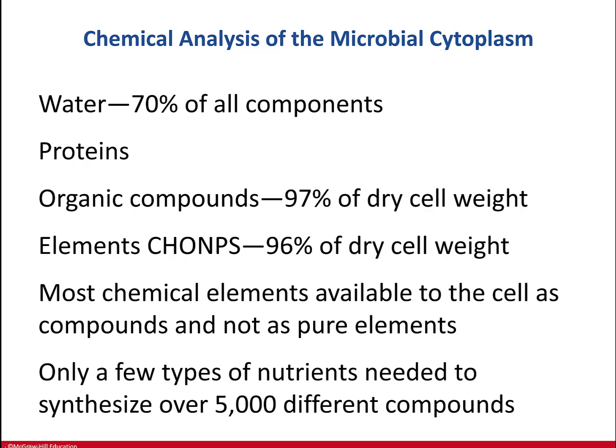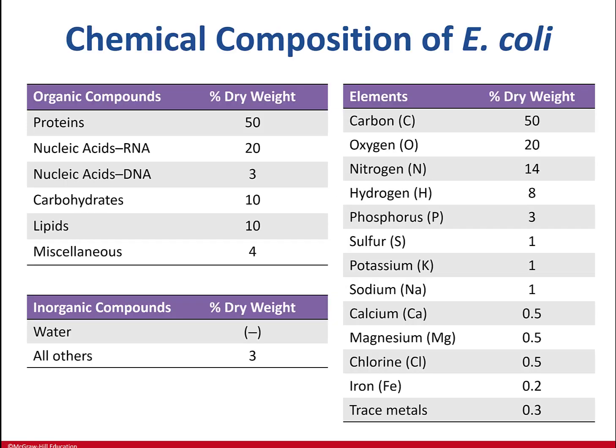Most chemical elements are available to the cell as compounds and not as pure elements. And those are the salts and things that we were just talking about. Only a few types of nutrients are needed to synthesize over 5,000 different compounds. Isn't that amazing? So that's the purpose.